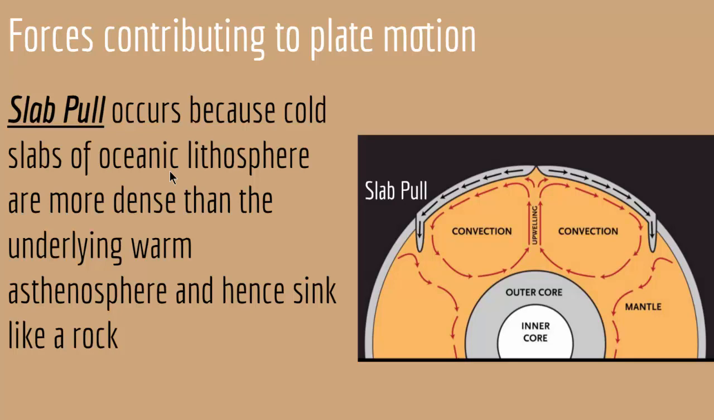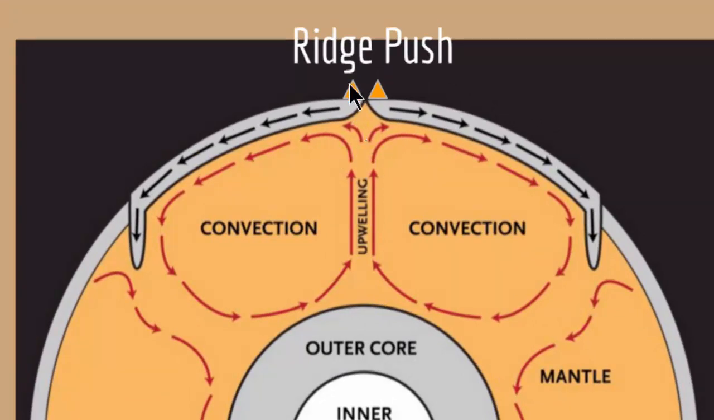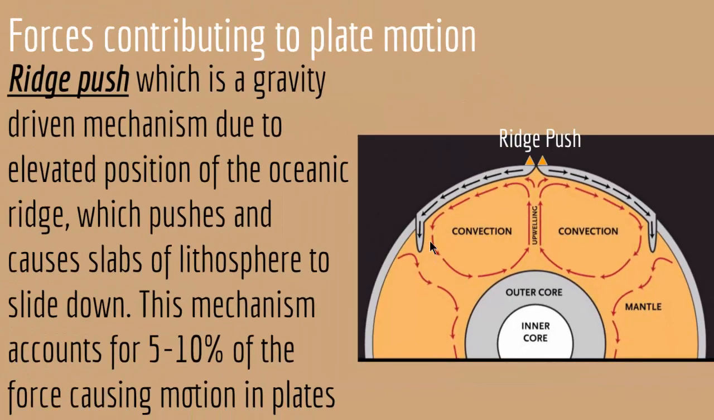So geologists and geophysicists attribute the pulling of the slabs to a mechanism that is called slab pull, or they attribute it to something that is called ridge push. Ridge push is a gravity-driven mechanism due to elevated positions of the oceanic ridge, which pushes and causes slabs of lithosphere to slide down. So as you can see, when mantle comes out, it creates ridges, and these ridges are kind of like mountain shape. They are heavy. Scientists believe that gravity acts on these mountains, and as a result, these ridges push the slab downward. This mechanism does not create a lot of force. It accounts for 5 to 10% of the force causing motion in plates.